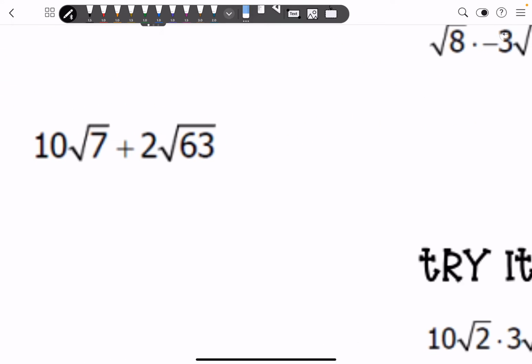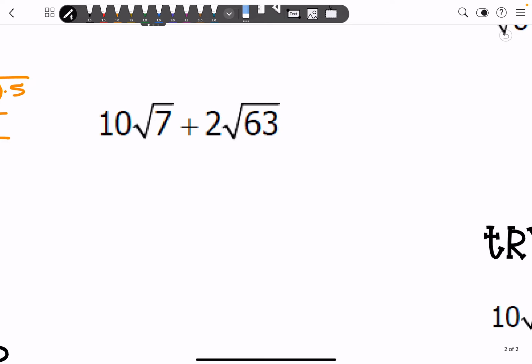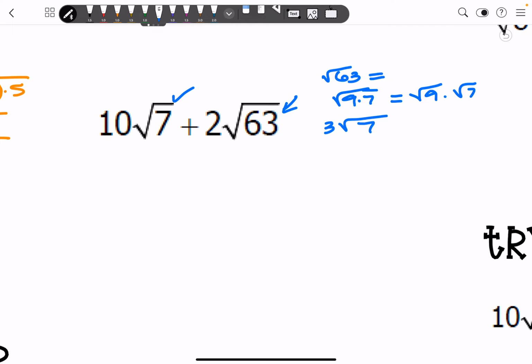So let's try another one. We've got 10 square root of 7 plus 2 square root of 63. So again, this one is already simplified because 7 is a prime number. Square root of 63, I'm going to use the perfect square method this time because I know that the square root of 63 is the same thing as the square root of 9 times 7. Well, couples go out, and 9 would be 3 times 3. That's 3 square root 7. Here it is broken down a little bit so you can see.